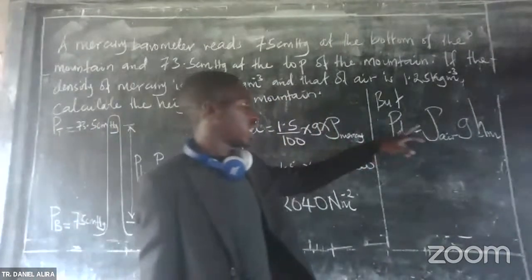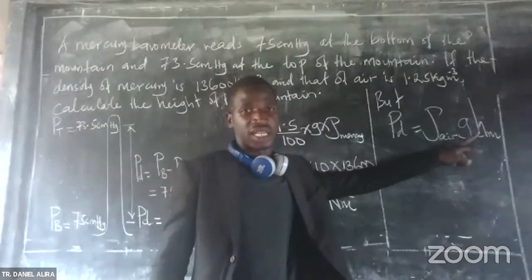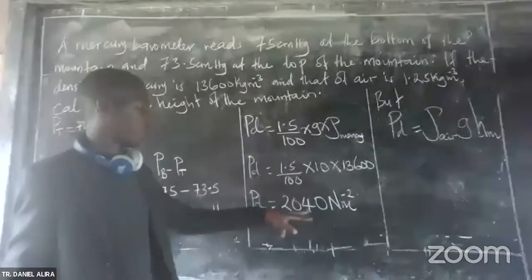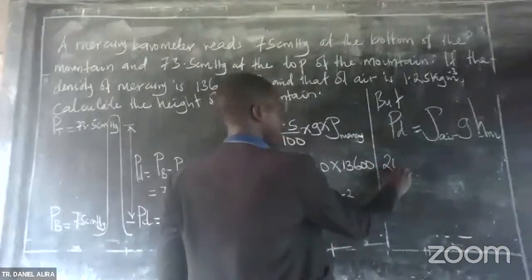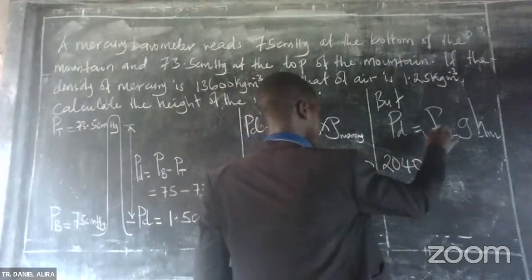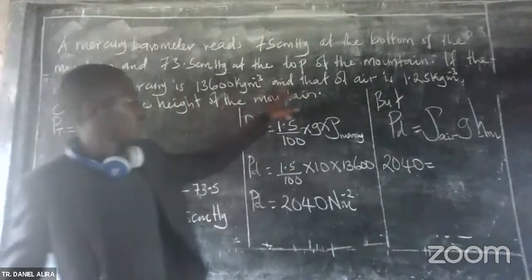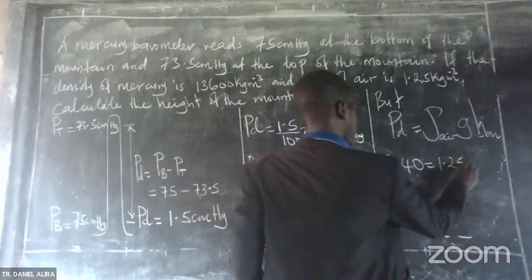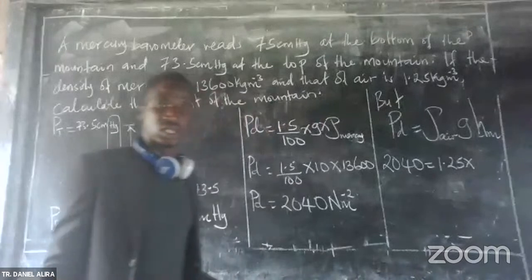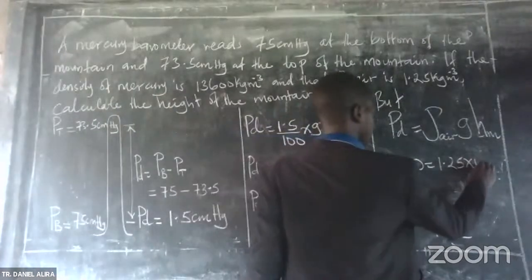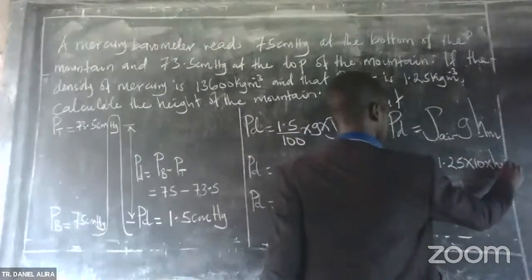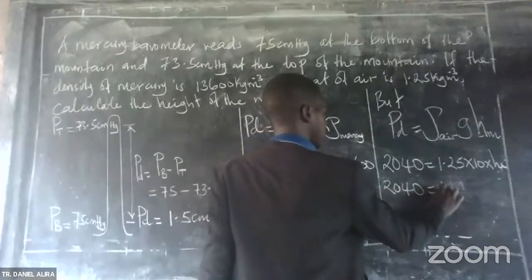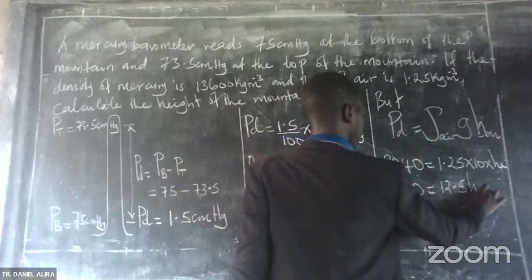So pressure difference is the density of air as a relationship to gravity times height of the mountain. So pressure difference we already have it as 2040. The density of air has already been given to us in the question, 1.25. This is 1.25 times gravity, which is always 10, then times the height of the mountain, which we are looking for. This equals 2040. She gives you another 57.5 height of the mountain.